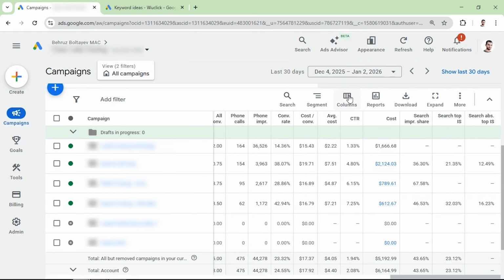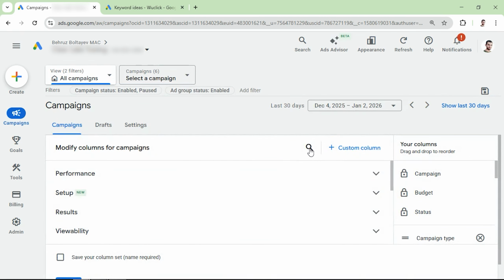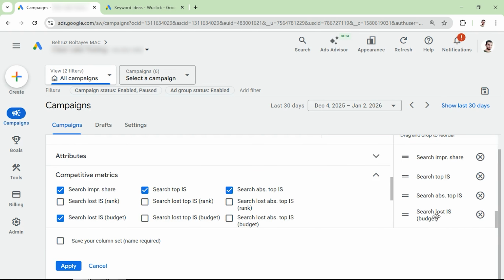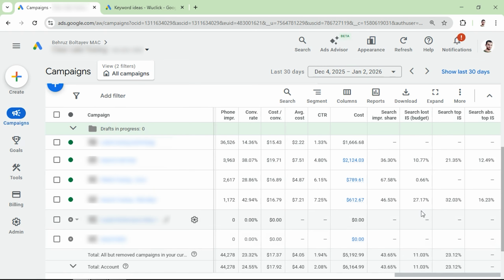So we're going to go to the column section and click on that pencil. So as you can see, this is the metric, search loss impression share budget. So we have added that. As you can see, for certain campaigns, we have around 10%, 0.66%, which is really good, and 27%.